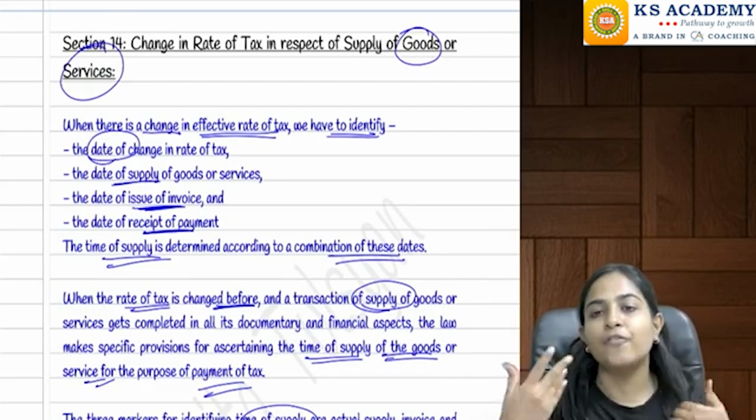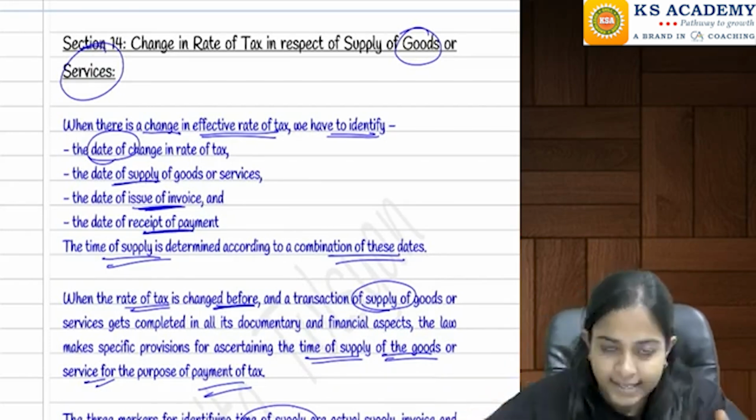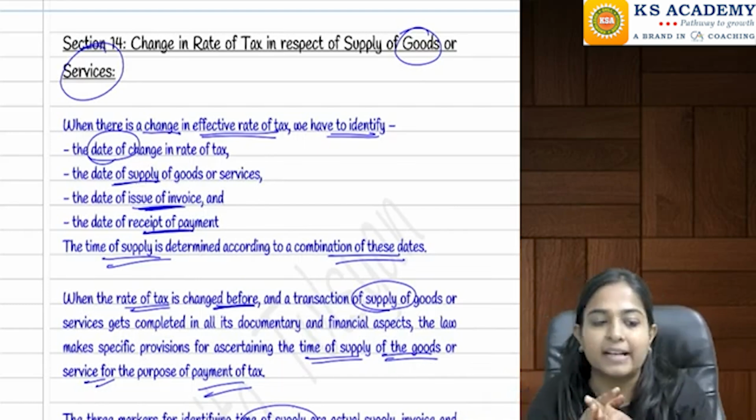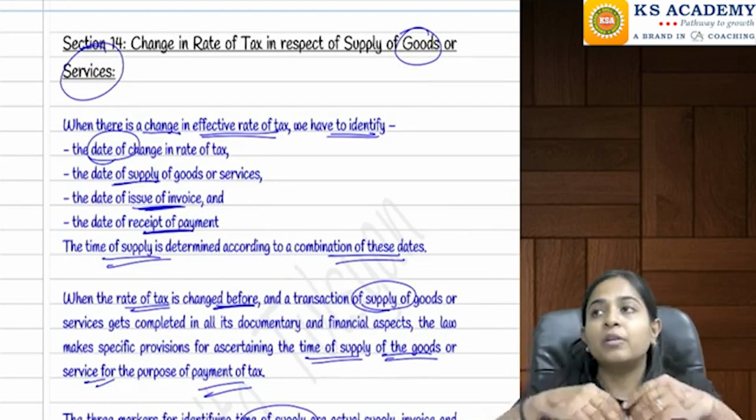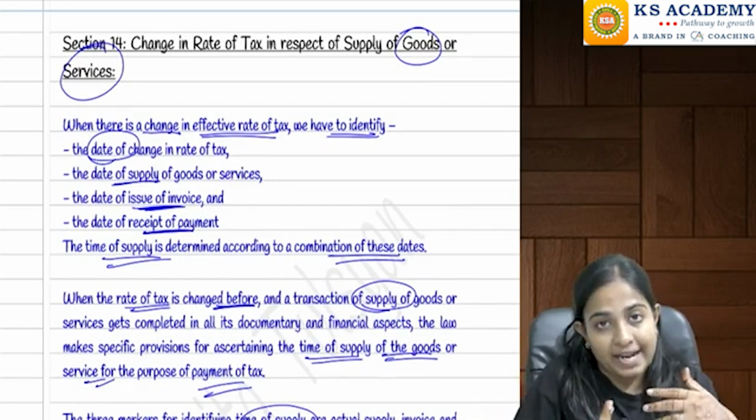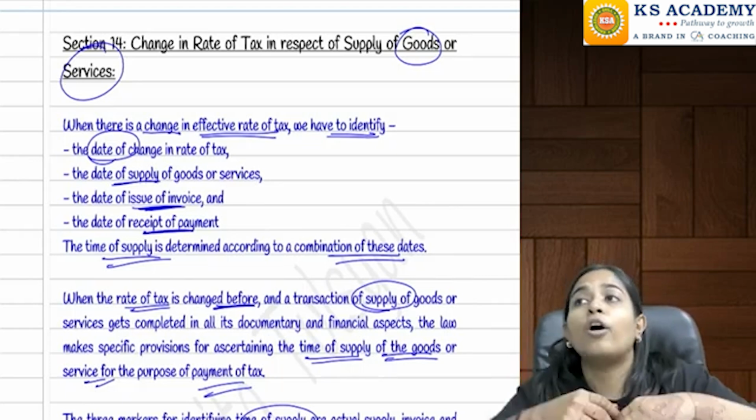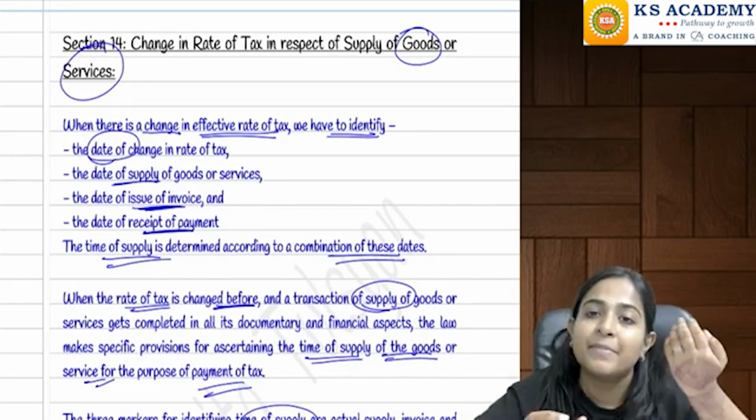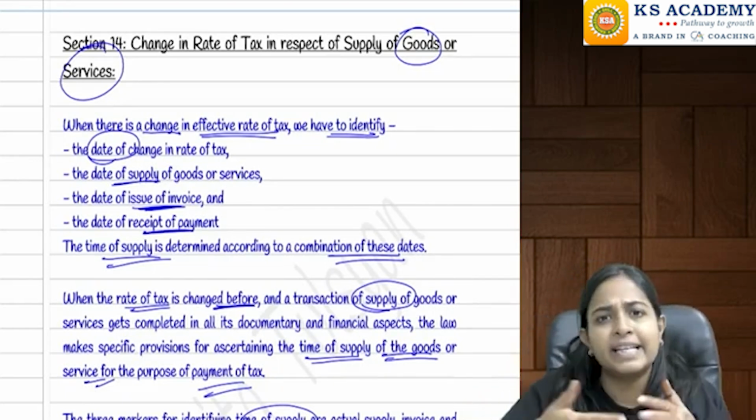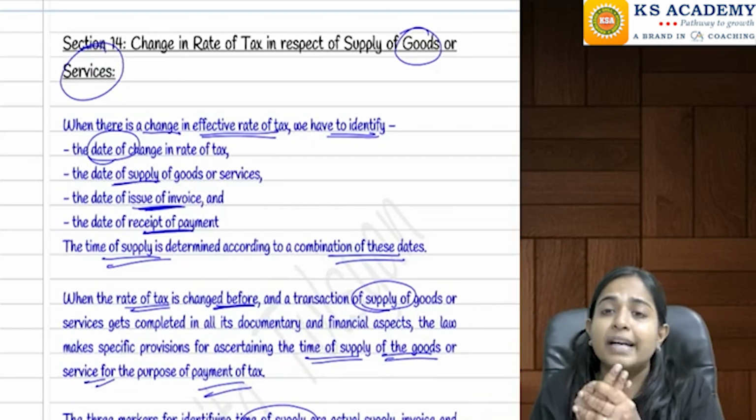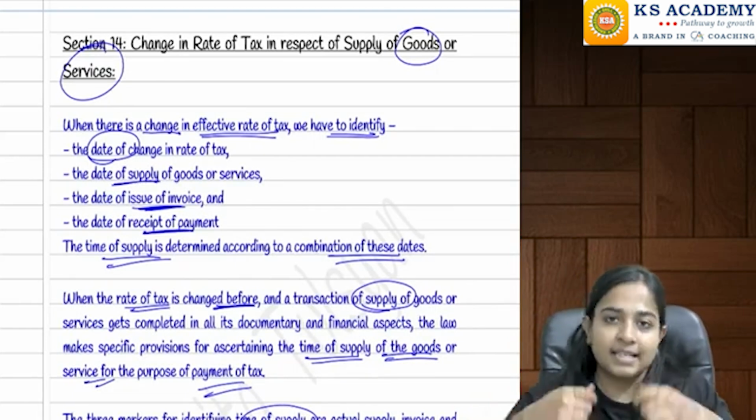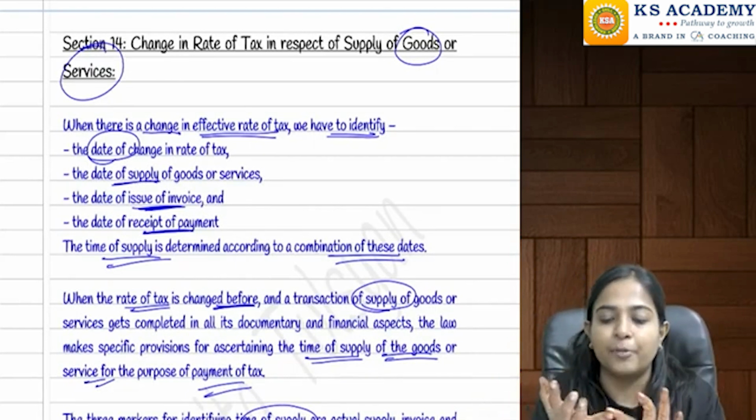Now, let's say there is supply of any goods or any service. I have provided you the service, I have given you some goods, but issue of invoice is still pending. I have not yet issued the invoice, or let's say I have issued the invoice, but I am yet to receive the payment from you. Can we say there are these three main events that take place? One is supply, where I am actually giving you that particular supply.